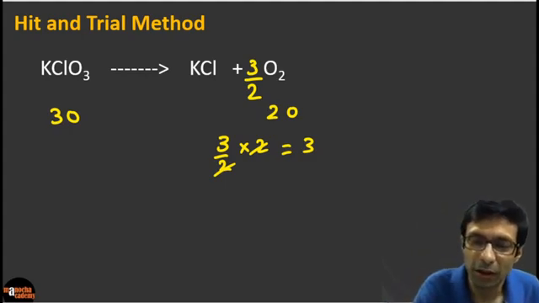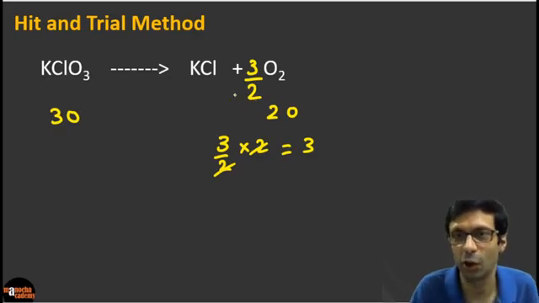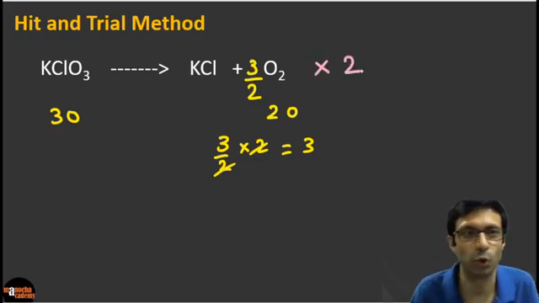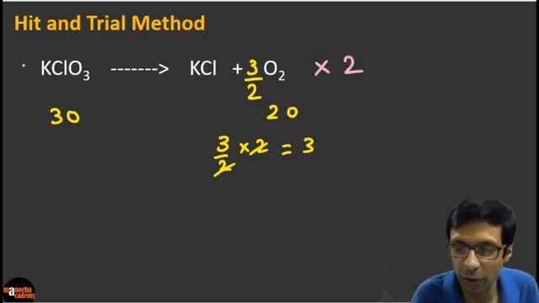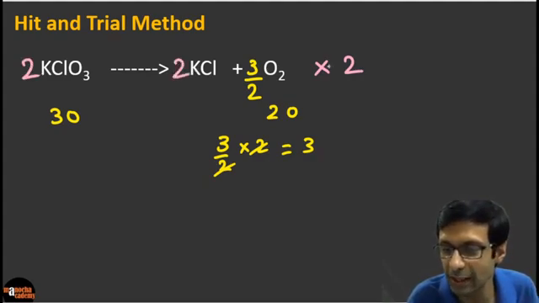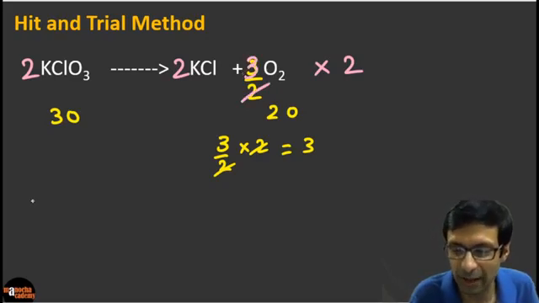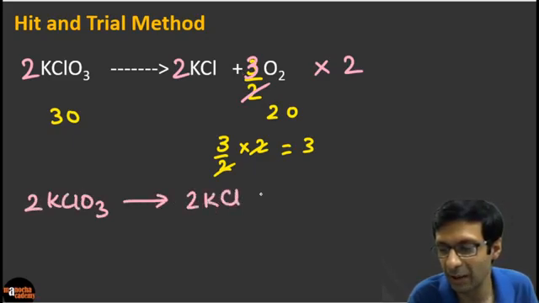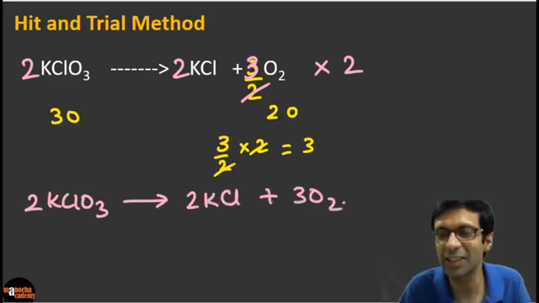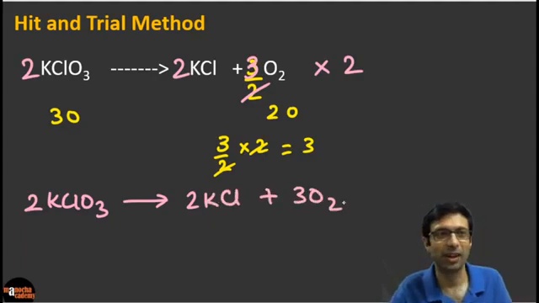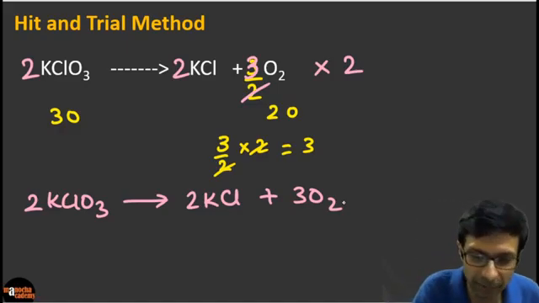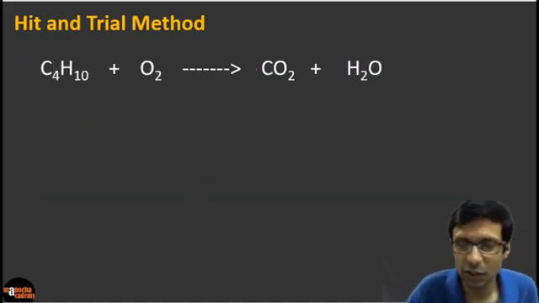So what do we need to do? Since we have 2 in the denominator of the fraction, to balance the whole equation, we simply need to multiply by 2 here. Okay, so if you multiply by 2, it's going to become 2 KClO3, 2 KCl, and this 2 is going to get cancelled. So this is going to be 3 here, right? So our balanced equation is going to be 2 KClO3 gives 2 KCl plus 3O2. And as you can see in our answer, there are no more fractions left. So this is a very quick technique to use fractions and quickly balance the equation. Okay, so excellent.